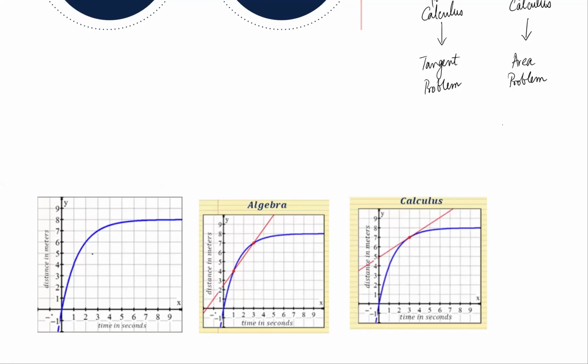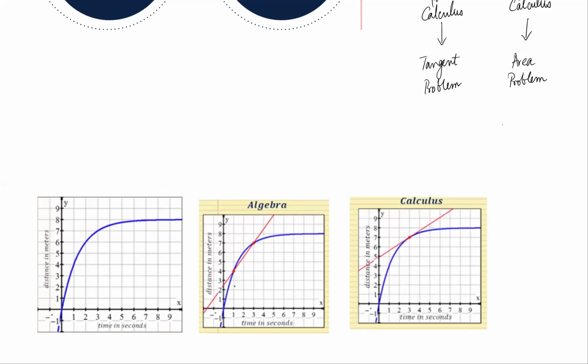But in real life, we can't always have straight lines. The shape can be a curve. So in this blue graph, you see the curve. And what algebra taught us was that we could take any 2 points on that curve, the points of interest that we want to focus on. If you draw a line through them, you can find the slope of that red line, and that was used as an approximation for the rate of change.